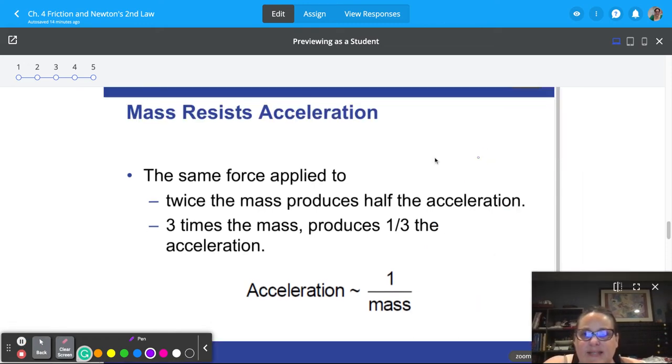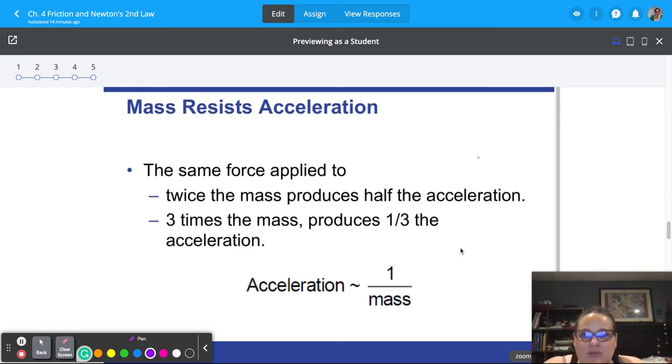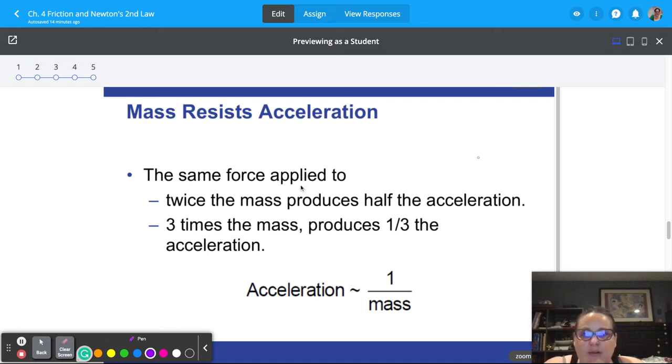All right. Mass resists acceleration. So we are talking about the relationship between force and acceleration when mass is constant, and it's directly related. More force equals more acceleration, less force equals less acceleration. We also want to look at the relationship between mass and acceleration when force is constant. The trick to predicting what will happen in these equations is to make one variable constant. You can't have all three changing and make a prediction.